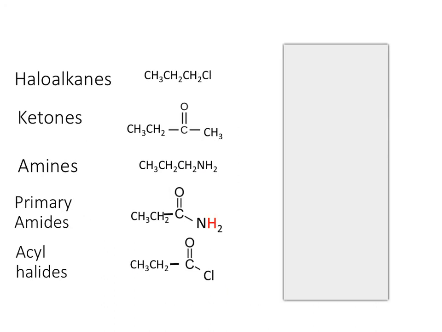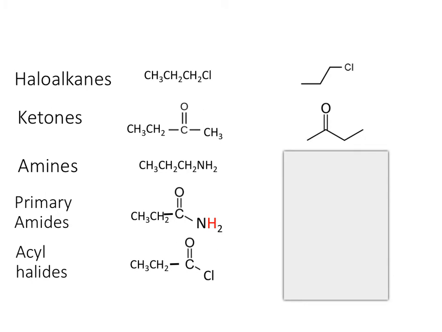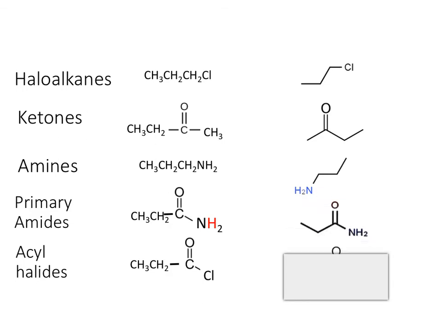So let's carry on and look at the other groups that we've met. Haloalkanes shown there, so chloropropane is shown there. With the Cl, we just show the functional groups. Ketones like so. Amines, as you can see, are like so. Amides are very similar to carboxylic acids. And finally, acyl halides are shown. So you don't show carbon atoms, you only show functional groups where necessary.